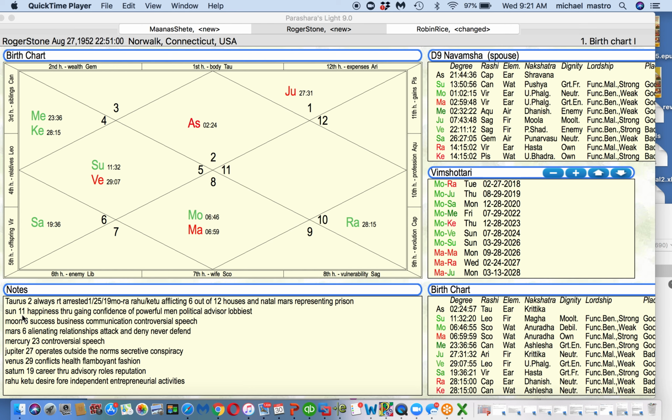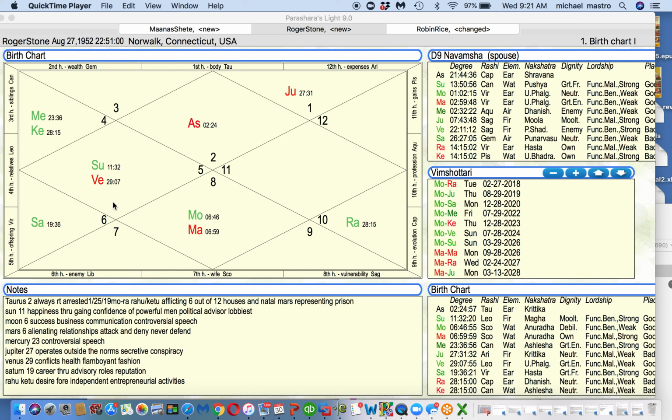Sun is at 11 degrees. It is ruling the house of family and happiness, and it is placed in its own house. So this is very powerful for him. It gives him great leadership abilities, great abilities in politics, great abilities to be an advisor, which he is. And it gives him confidence, the confidence of very powerful men, to be a lobbyist and a political advisor.